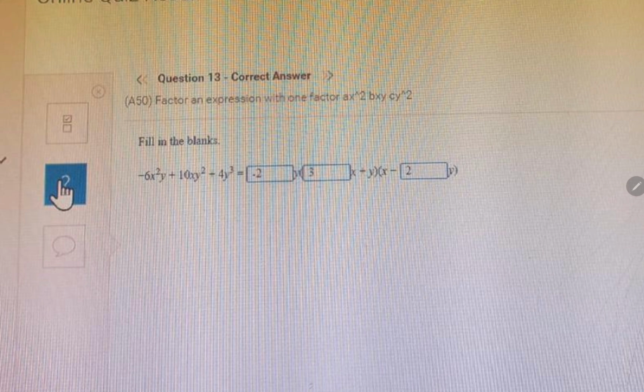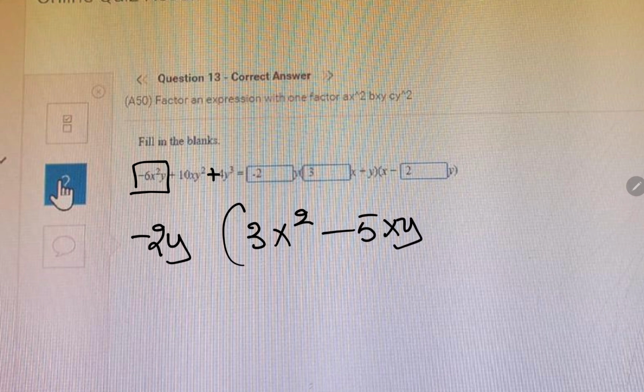Okay, so for question 13, it's not that obvious, but I think this is a plus. So anyways, we're gonna take out the common factor. It's gonna be negative 2y. Why is it negative? Because the first digit is negative. So negative 2y minus 6x squared y divided by negative 2y is 3x squared. 10xy squared divided by negative 2y is minus 5xy. And 4y to the power of 3 divided by minus 2y is negative 2y to the power of 2.